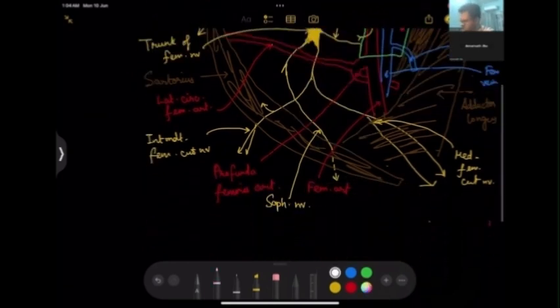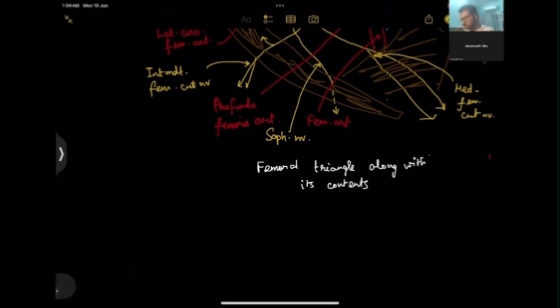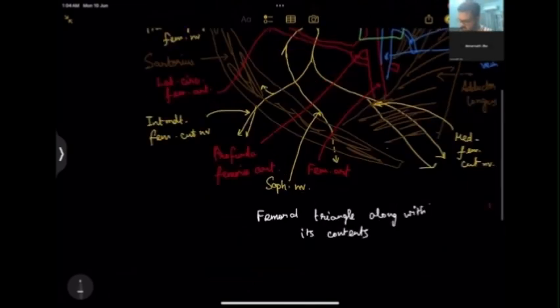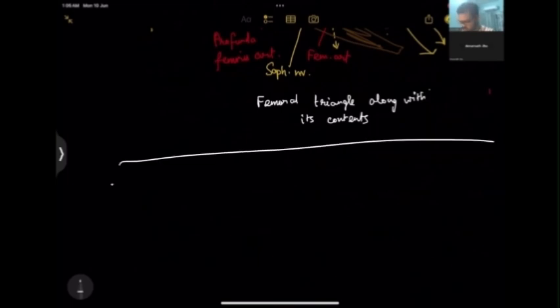Let's write the name of the diagram. Femoral triangle along with its contents. Actually, today a big problem is happening regarding this thing. So you have to keep this diagram in mind. This diagram looks like an abomination, but believe me, it's a very good representation. Very detailed representation. When you try to draw the details and go out of perspective, these problems may happen. So let's get to writing the points.